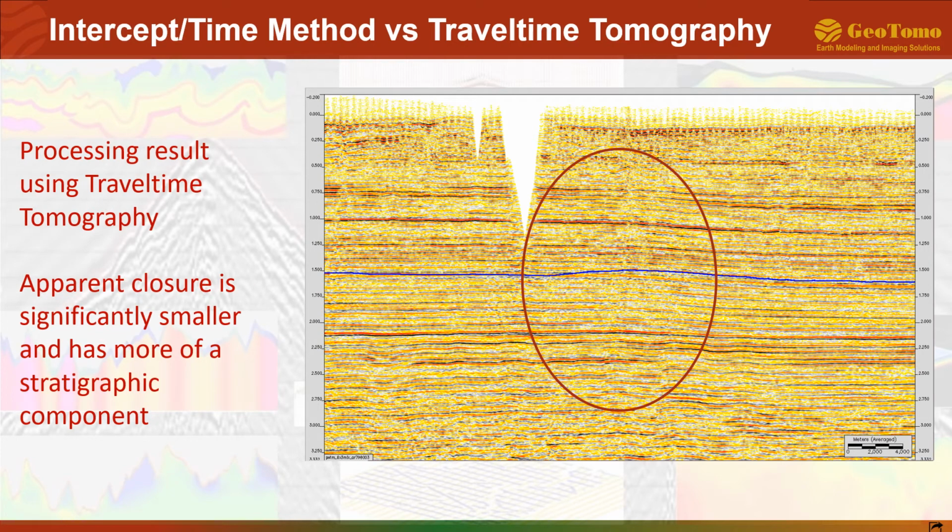Now, here are the processing results using travel time tomography. The anticlinal structures previously mapped were either reduced in size or completely removed by the updated statics model. So the updated results are in agreement with well data. Note the blue interpretation is carried over from the Intercept time-derived seismic section for comparison. Several structures previously designated as prospects were shown to be false structures caused by near-surface effects.